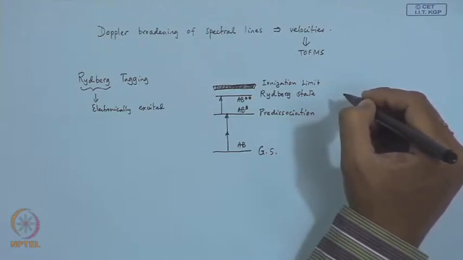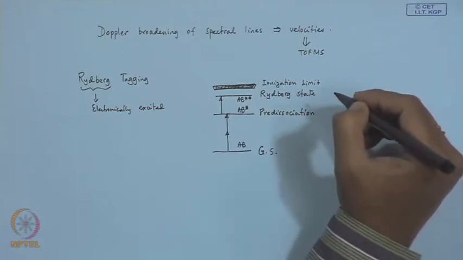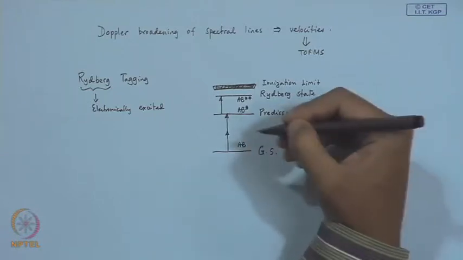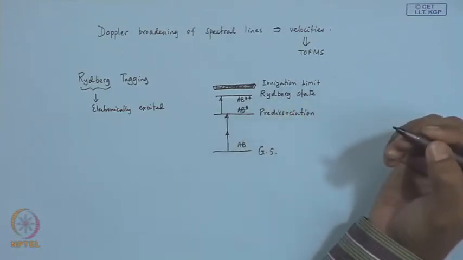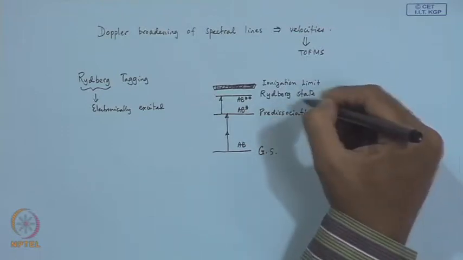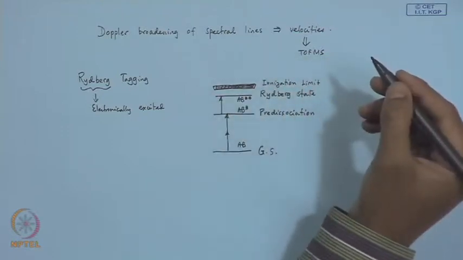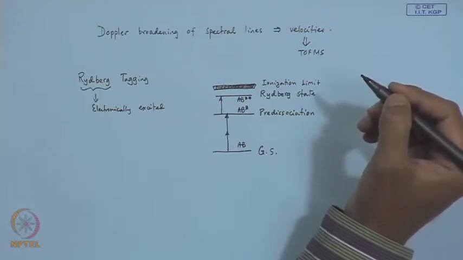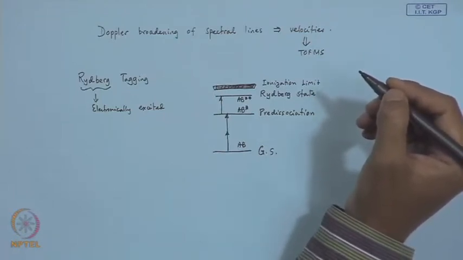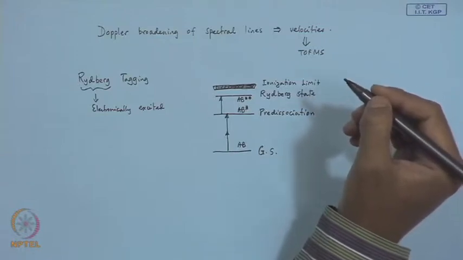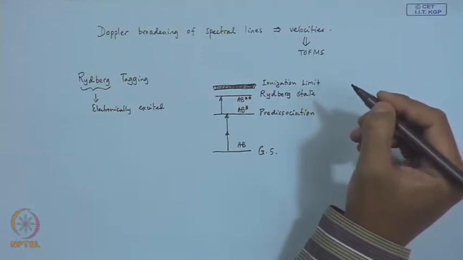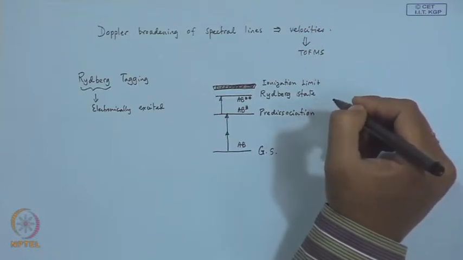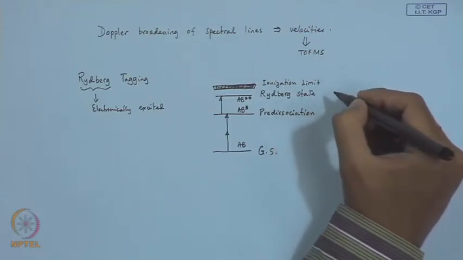Although resonantly enhanced multiphoton ionization directly transfers the predissociative state to the ionization limit, here what is done is it goes via the Rydberg state, a high lying Rydberg state. So it will have a high velocity resolution.